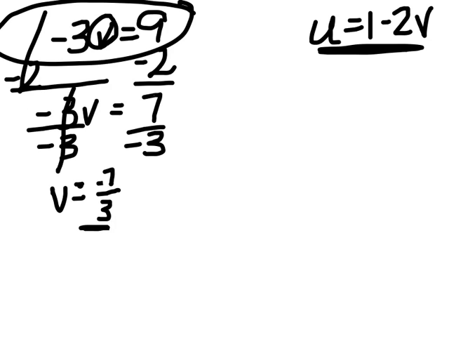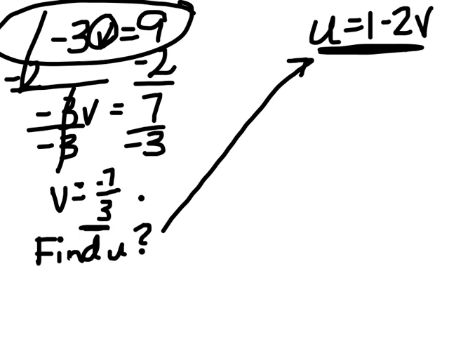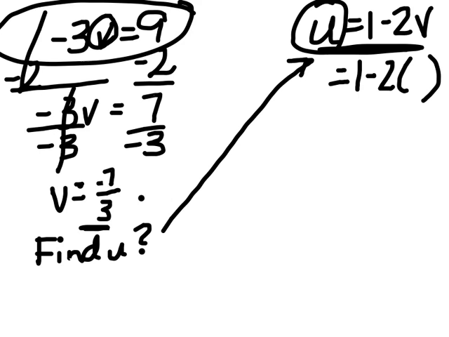Now what I'm going to do, I need to find u. So to find u, I'm going to go over here, right? Because the last place that I was messing around with u, I got it all by itself. And all I need to do to find it is to plug in my answer for v. Well, my v was right here, wasn't it? Negative 7/3. So I'm going to put negative 7/3 right here. Okay, so we just have to simplify this.